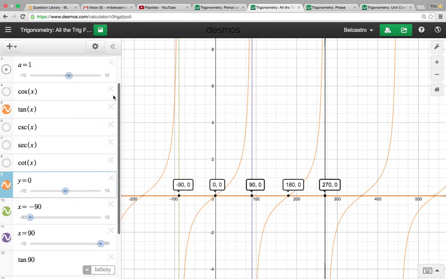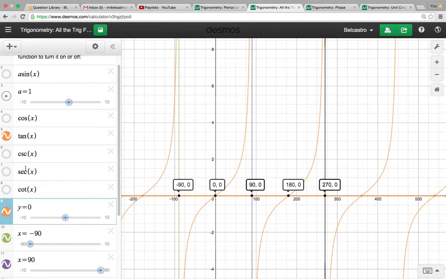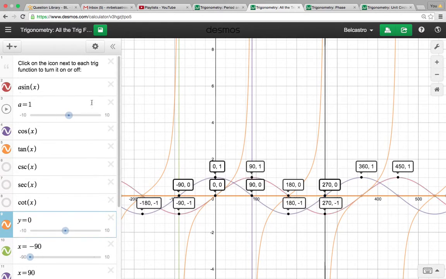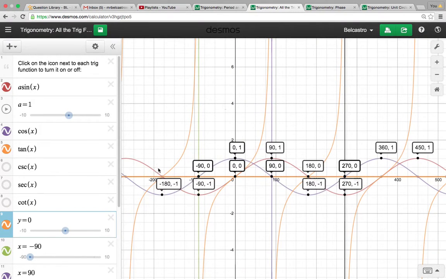Okay. And then you have the reciprocals, which are cosecant, secant, cotangent, but we're not going to focus on those. We're just going to keep these. And I assume these are everything that you guys would actually deal with in terms of investigating any of these functions.